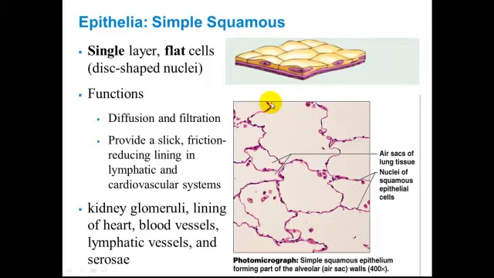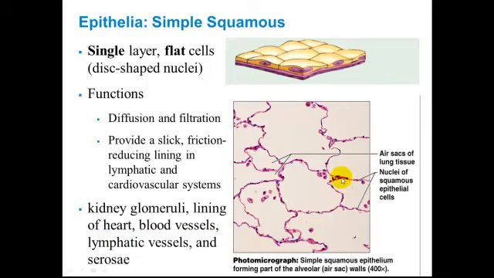In our simple squamous epithelium, we have a single layer of flat cells with these disc-shaped nuclei. Here we have this layer. This provides a good function in terms of diffusion and filtration. We will also see that these can provide a slick friction-reducing lining. So if we think about the inside of our blood vessels, it is lined with something called endothelium. That is the innermost layer where we have a layer of these flattened cells. They provide a nice frictionless surface. So we would see these within blood vessels, lymphatic vessels, serosae, lining of the heart.